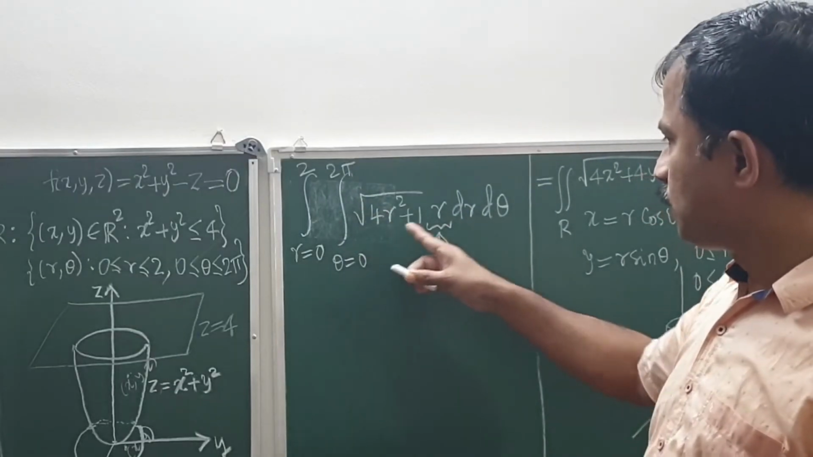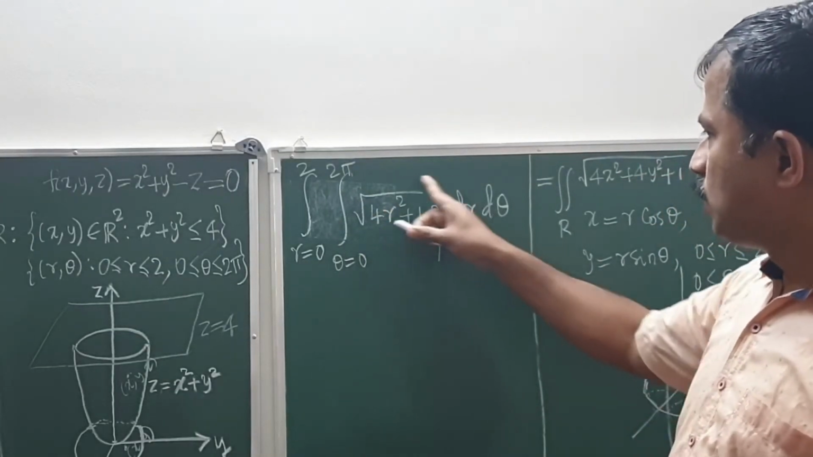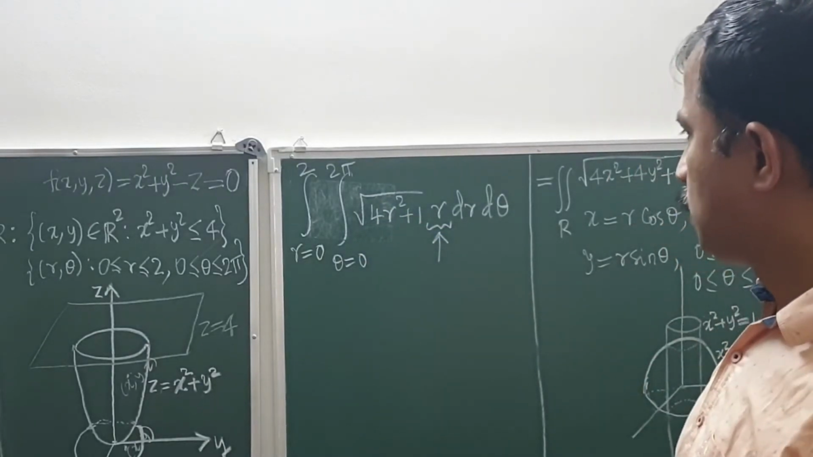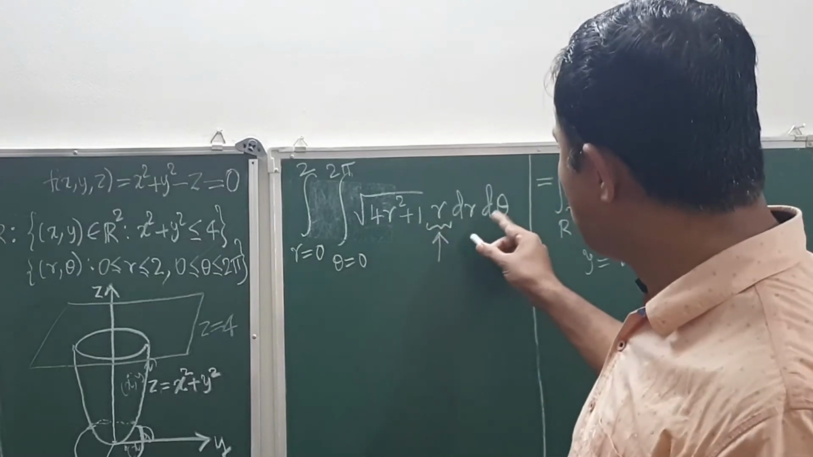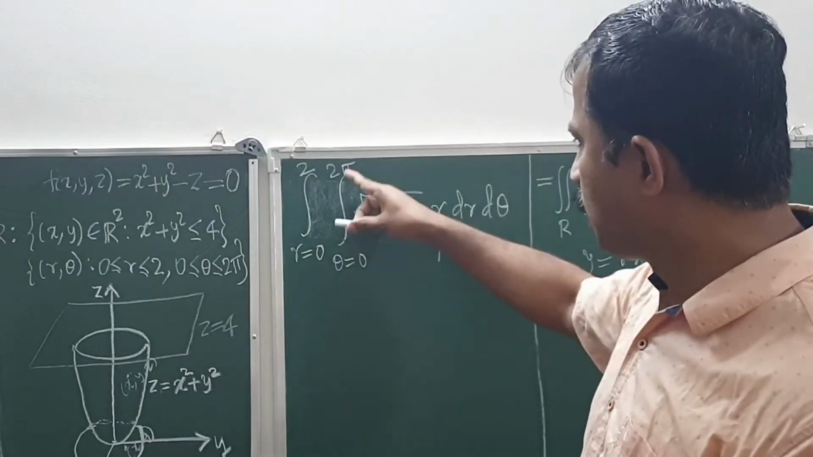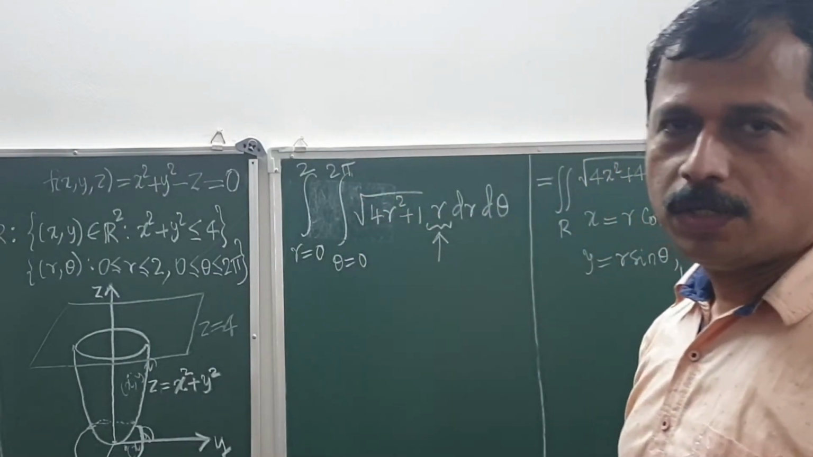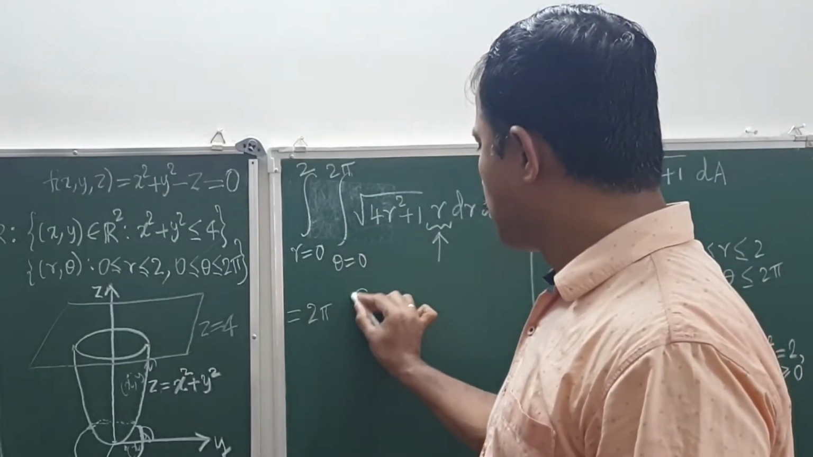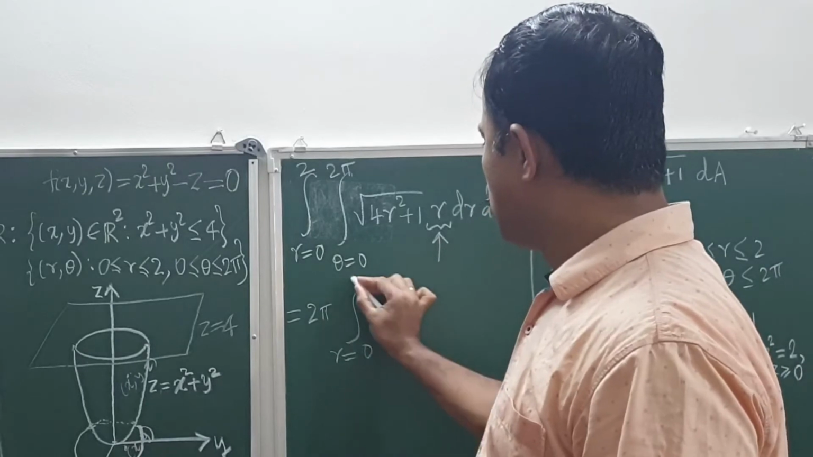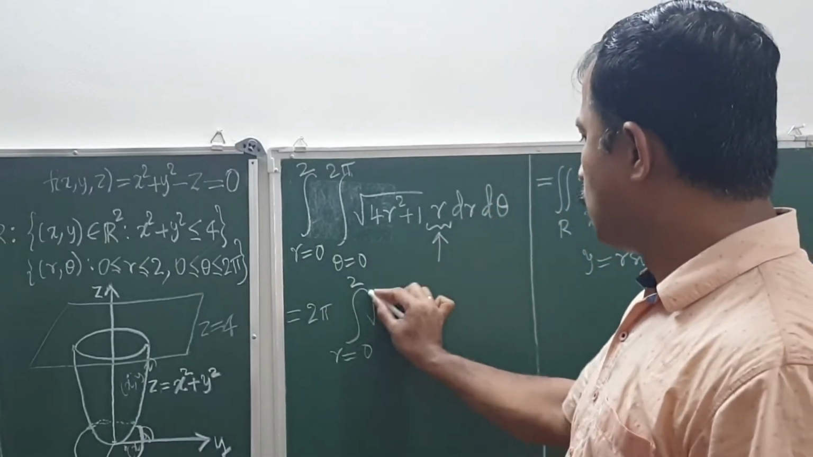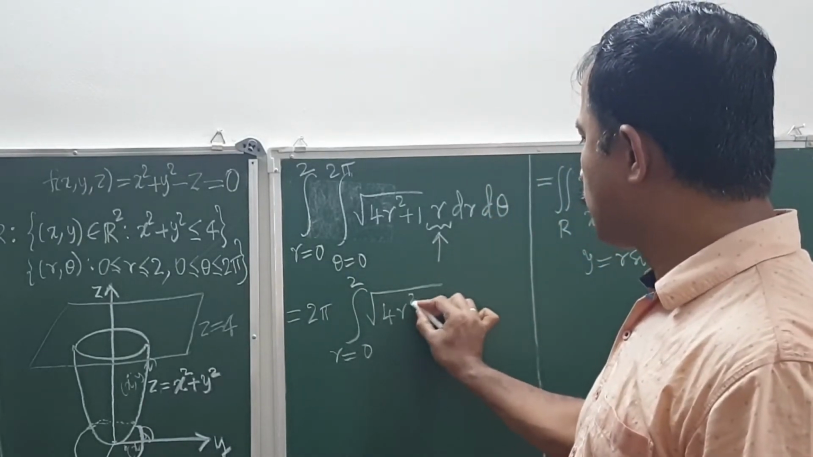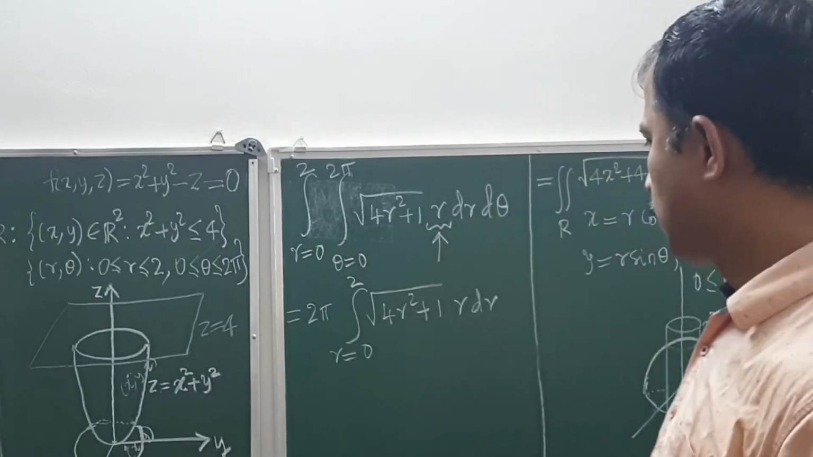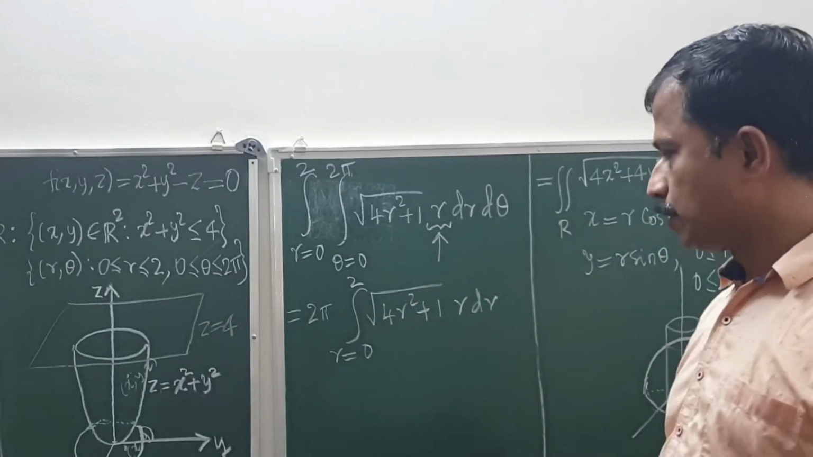We can first integrate with respect to theta. So all these portions are unaffected by the integral over theta. So d theta becomes theta, and giving limits it becomes 2 pi minus 0. So this is equal to 2 pi times the integral from r equals 0 to 2 of the square root of 4r square plus 1, r dr. Okay, d theta is already integrated.